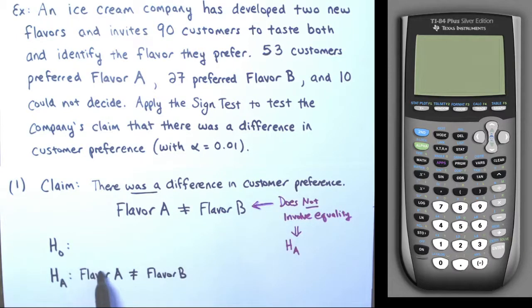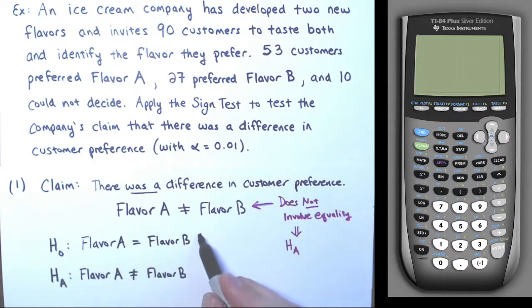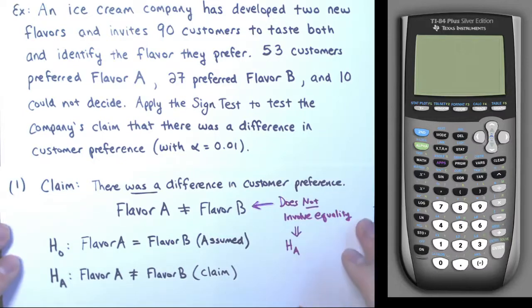And then remember, these alternate and null hypotheses are just the opposite of each other, just negations. So if the alternate hypothesis is that they're different, the null hypothesis is that they are the same, right? And the null hypothesis should always involve equality, and this is what's going to be assumed to be true. We're going to assume that there is no difference, and then see if we agree with that or not. And again, the alternate hypothesis is simply what's being claimed, the hypothesis being tested.